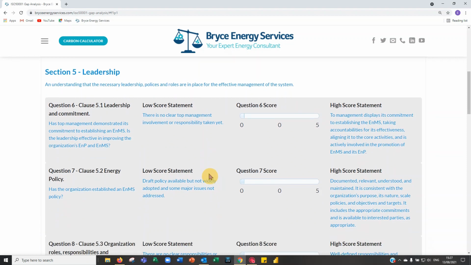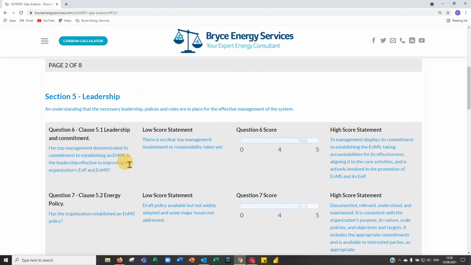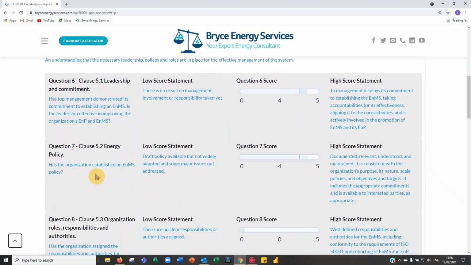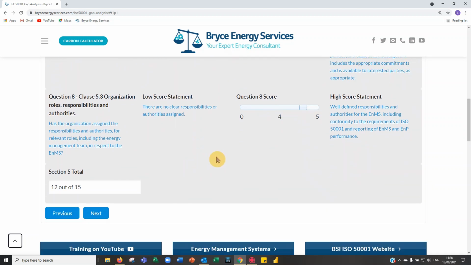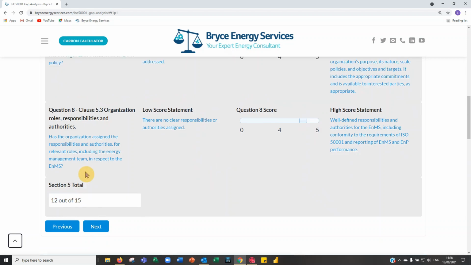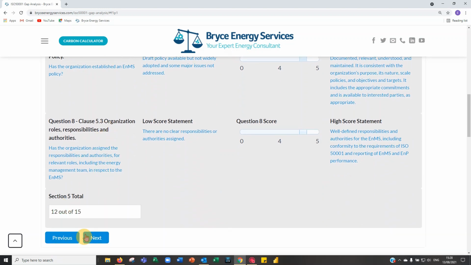And again, leadership, an important topic in any ISO. I'll plug through 4. Top management involvement. Has the organization established a policy statement? Roles and responsibilities, have they been assigned? And again, a total for section 5. Just 3 questions, but 3 significant questions about implementing an ISO policy there. So 12 out of 15. Next.